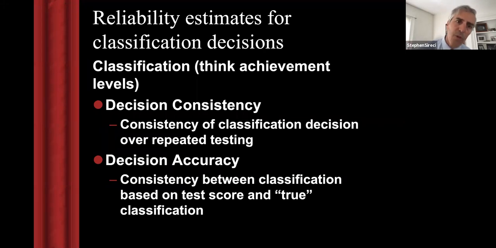And those reliability estimates are called decision consistency or decision accuracy. So it's important to keep those in mind and to look for estimates of decision consistency and decision accuracy if you're in the situation where you're making classification decisions about students.